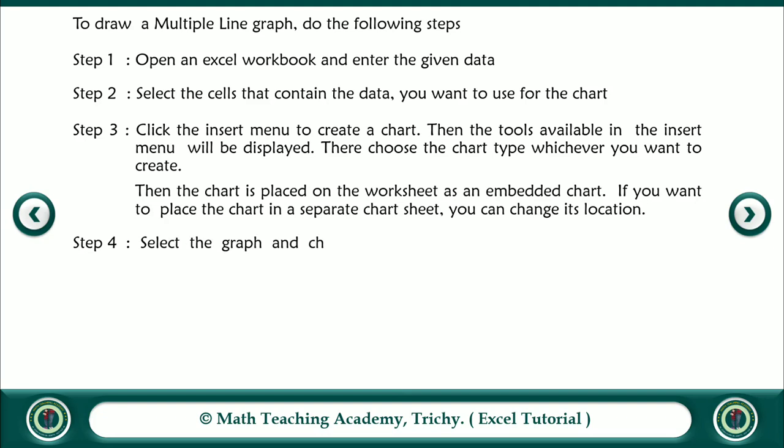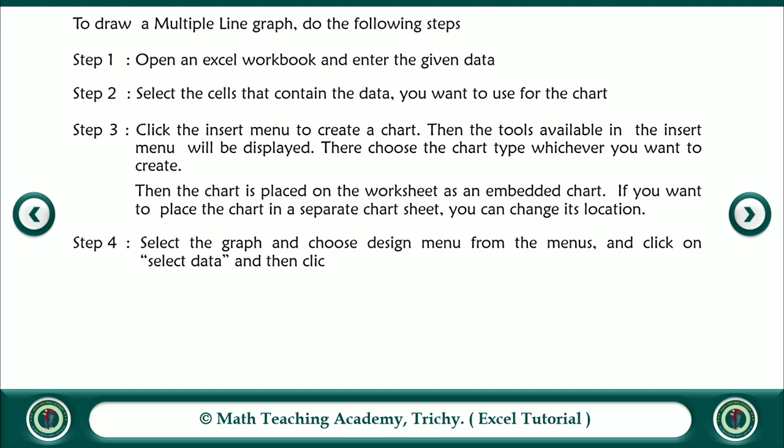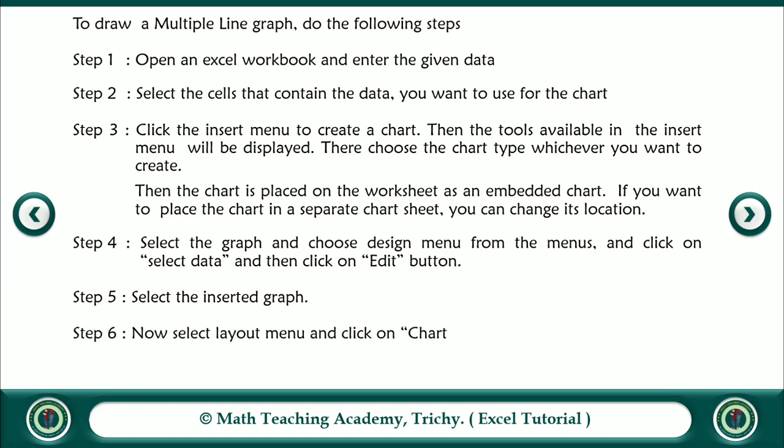Step 4. Select the graph and choose the design menu from the menus and click on select data and then click on edit button. Step 5. Select the inserted graph. Step 6. Now select layout menu and click on chart title to edit the title. Step 7. Give the title as multiple line graph. So these are all the steps you are going to follow to create a multiple line graph with the help of Excel.